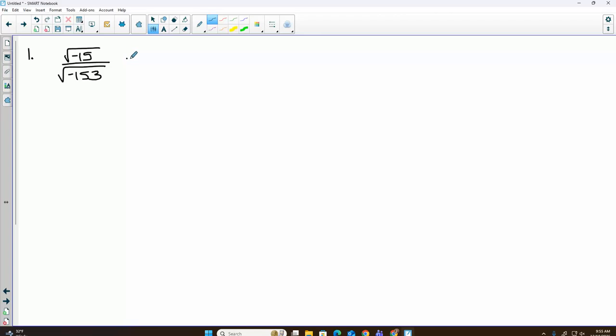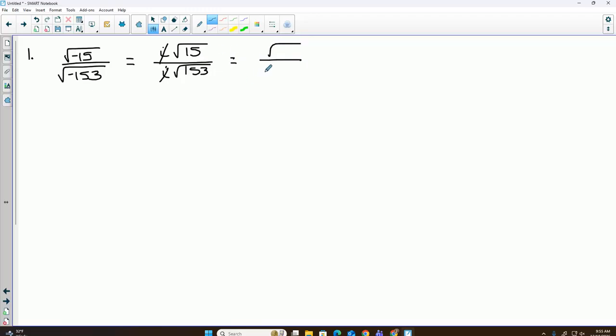Negative under your radical, we have to start by taking out an i. Do any perfect squares go into 15? No. Okay, let's take an i out of the bottom as well. From here, you have different options. You can reduce the radical on the denominator, and that's fine. You could also just reduce, since both of these are under a square root.